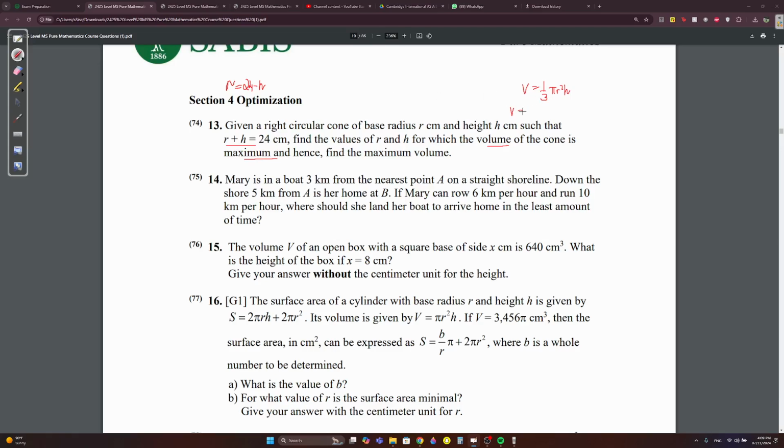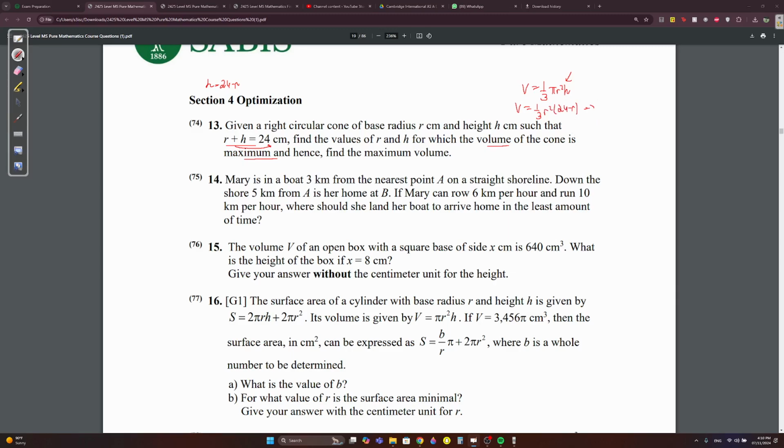So over here, you're going to get V equals, actually, no. I'm going to substitute h. I'm going to find an expression for h because that's easier. I don't want to square because R is squared. Okay, let me find an expression for h. So let me take R to the other side. So h is going to be equal to 24 minus R. Okay, so here I can substitute h as 24 minus R. So V equals 1 over 3 pi R squared times 24 minus R.